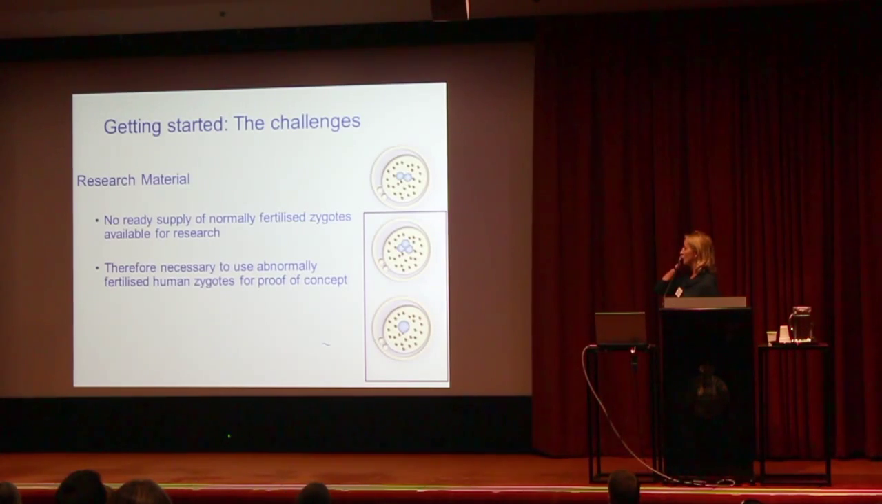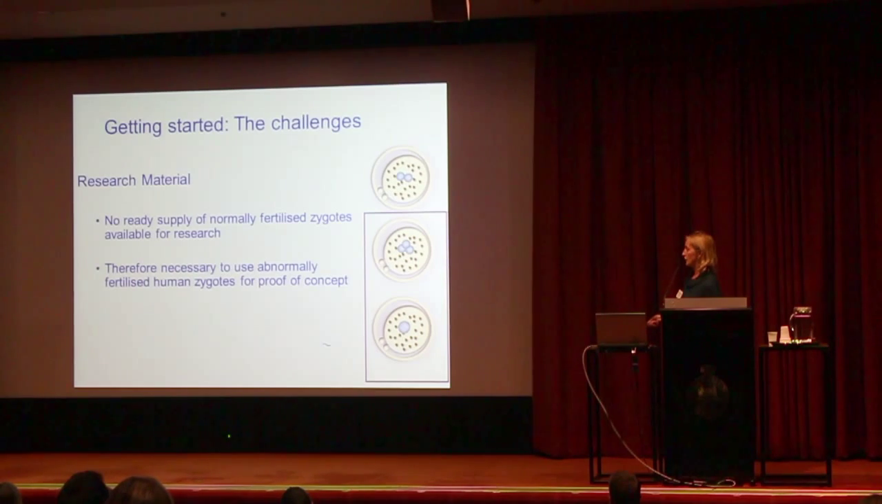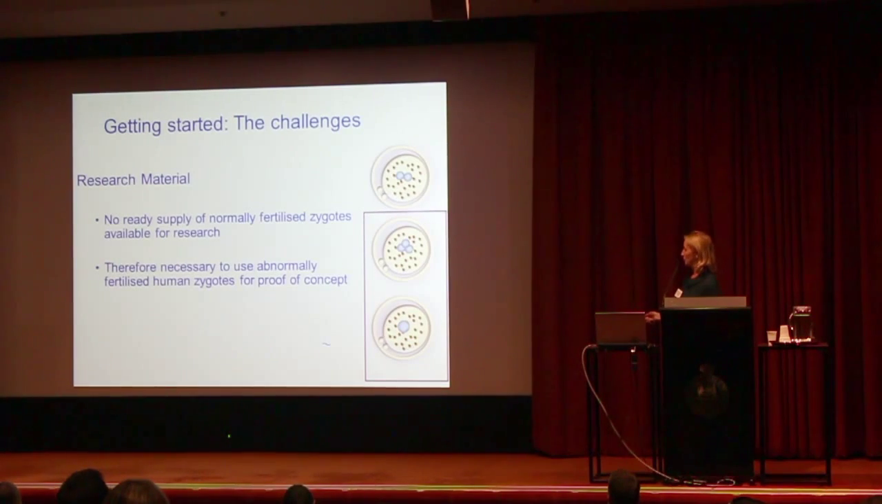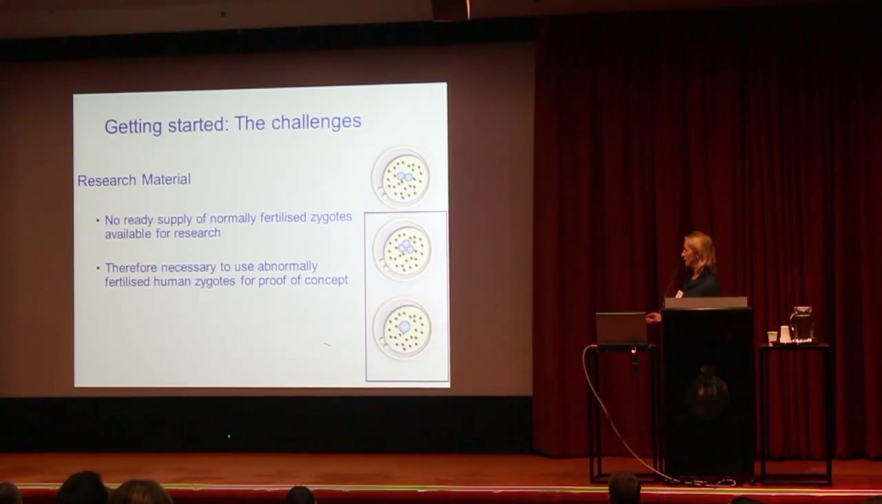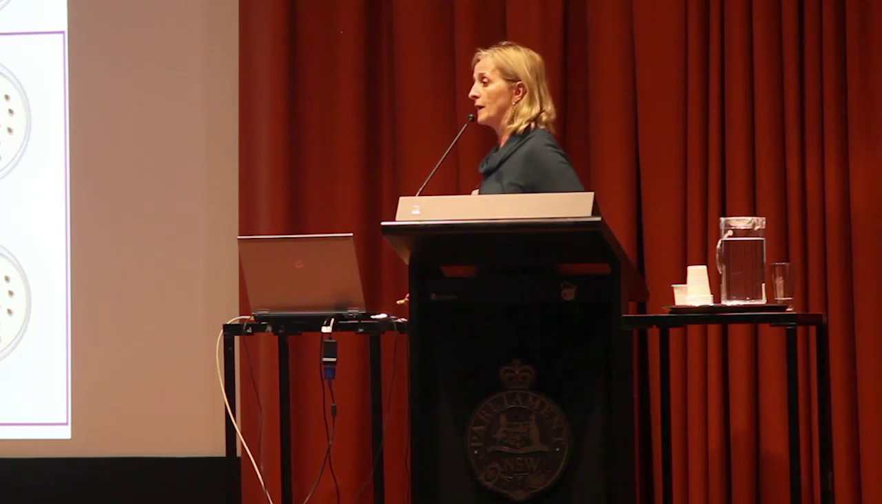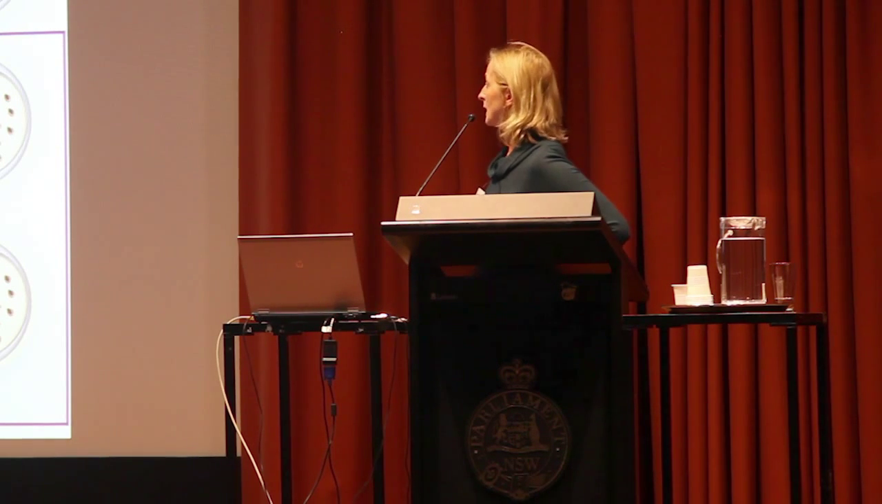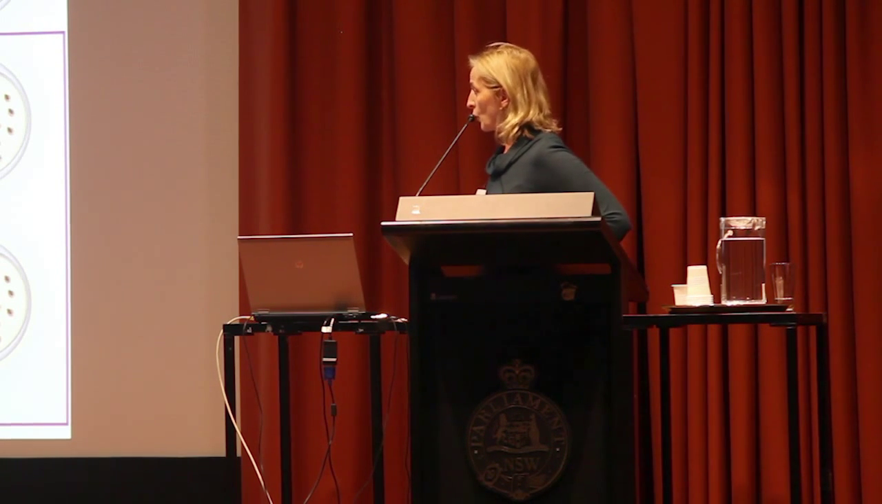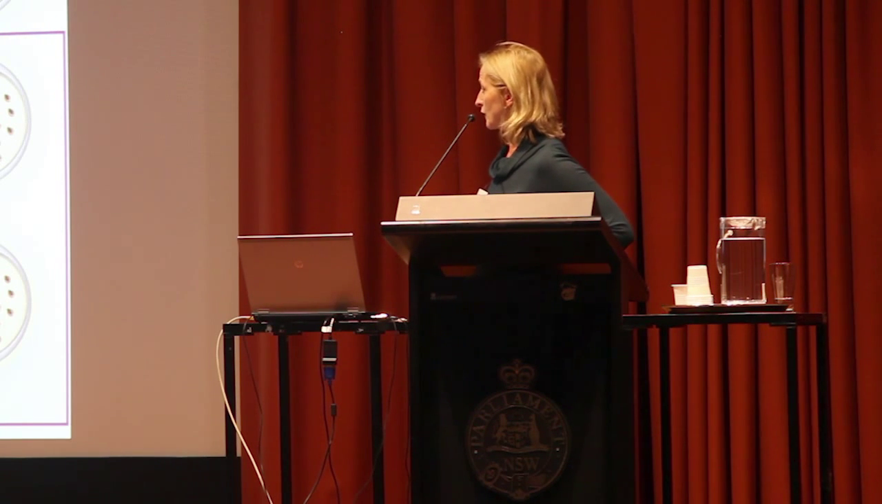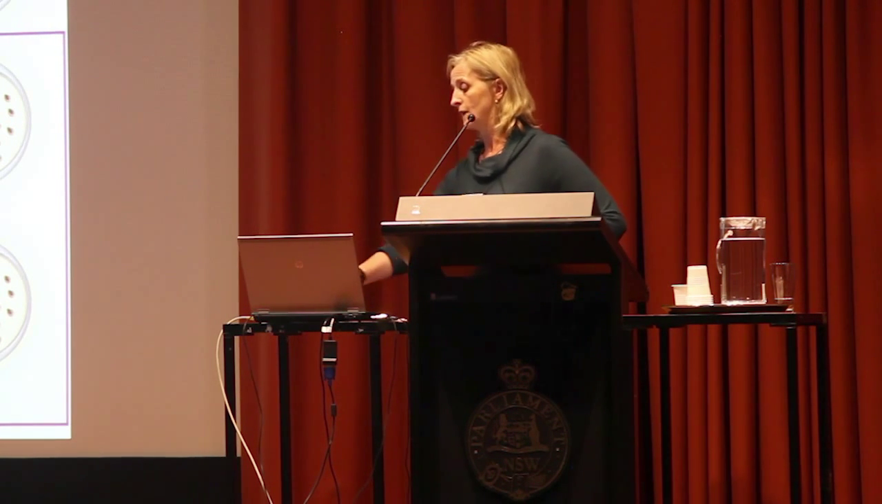And getting started with this, one of the challenges was we needed fertilized eggs, but we didn't have a ready supply of those for research. So what we did was we're attached to an IVF clinic. We used abnormally fertilized eggs. So during normal IVF treatment, about 18% of oocytes fertilize abnormally. And that's usually because an extra sperm gets in, so you've got 3 pronuclei instead of 2, or you just end up with 1 pronucleus for various reasons. So our starting point was to use these abnormally fertilized zygotes to see was it technically feasible.